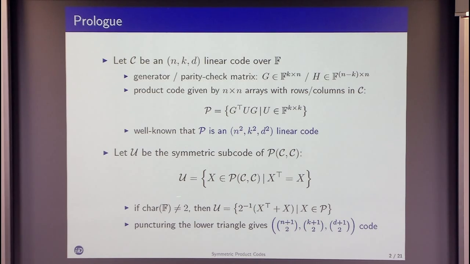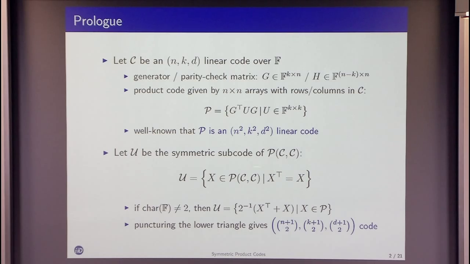In this case, what we can see is that if we're in characteristic not equal to 2, actually this constraint doesn't matter if you're going to do the proof in a longer way. But it's easy to see that if you take 1/2 times (X transpose plus X), you will always get a symmetric matrix. And it turns out your code is given by this. Take all your codewords, take the average of the codeword and its transpose, and you'll get this.